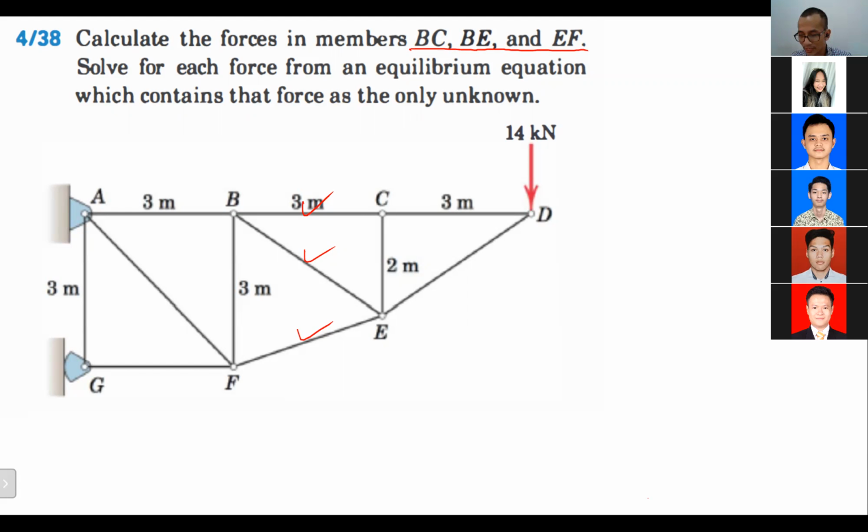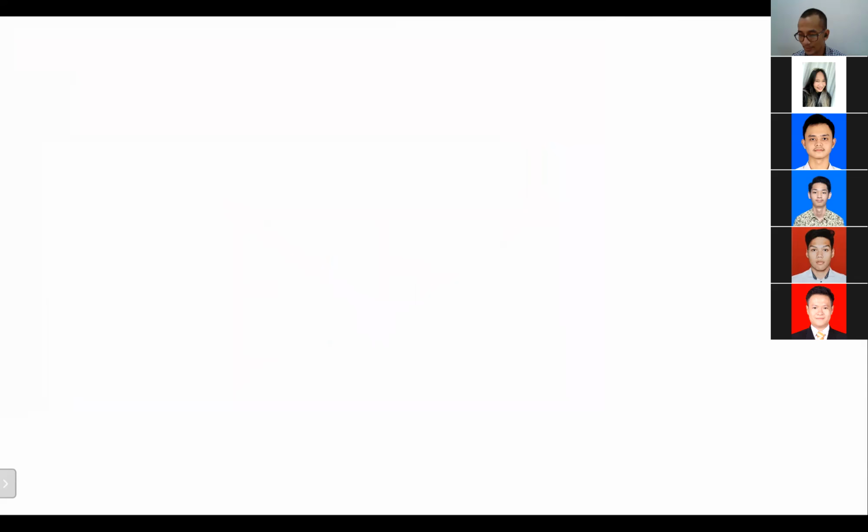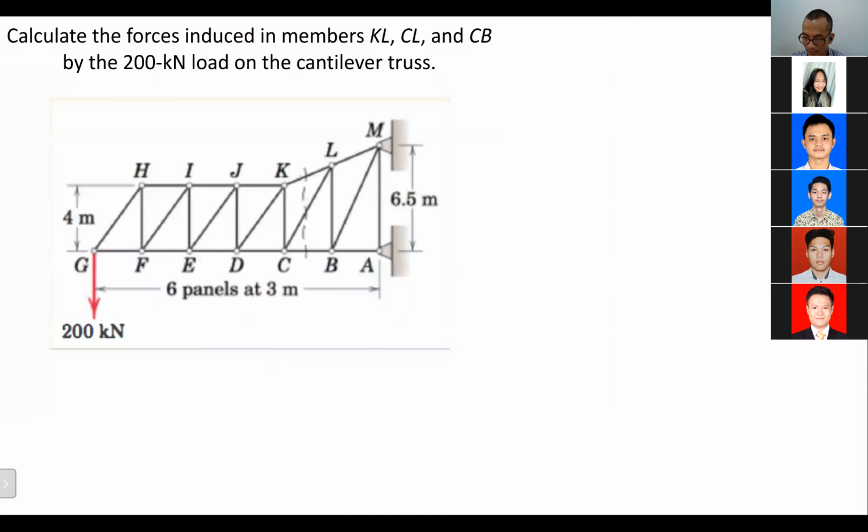Nah, we need to find out for this one, these three. We need to remember, try to cut as best as you can at the member where you want to find the force. The same as this one, right? This one, okay, we want to find out for KL, CL, and CP. That's why I cut it this way. So we cut in the part where we need to look for the forces.